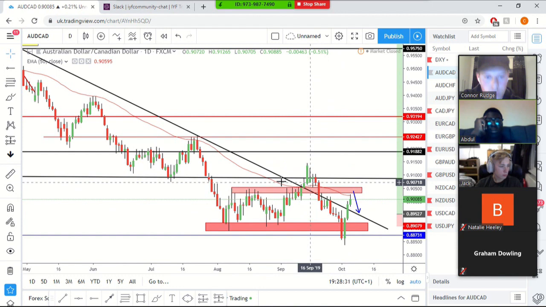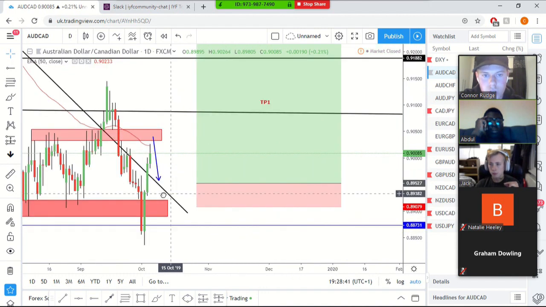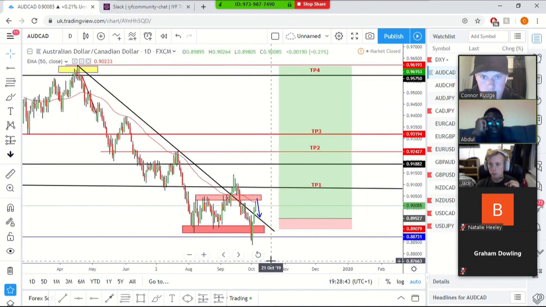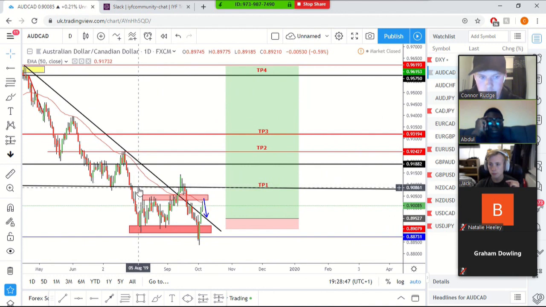So now what I'm looking for is price to give us a retest off of this liquidity area here. As you can see, we've had a slight rejection of the 50 EMA as well. Come back down to the trend line, and then I'm going to look for longs. Same as the NZD USD, I've got my 4 different take profits, and these are based off of these significant levels.